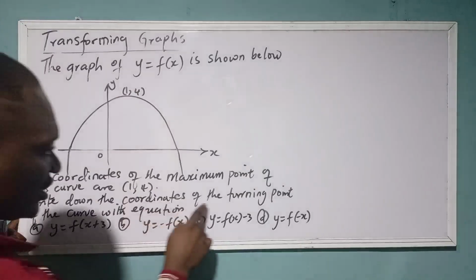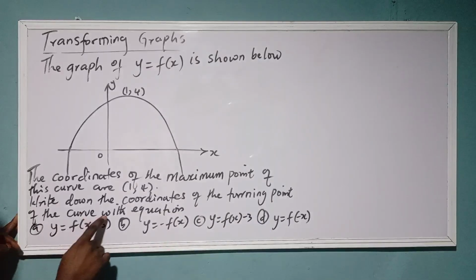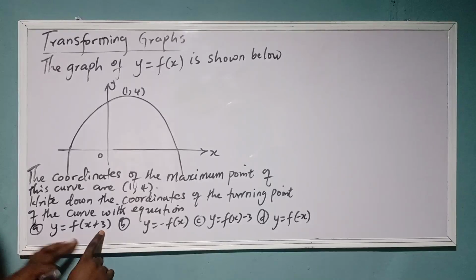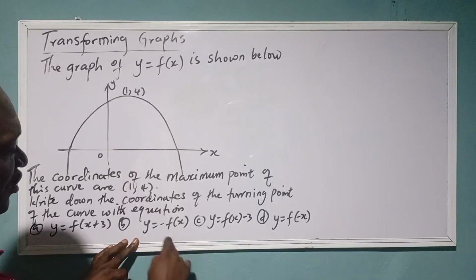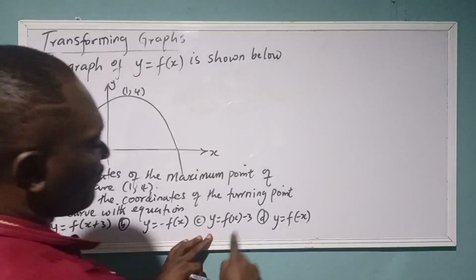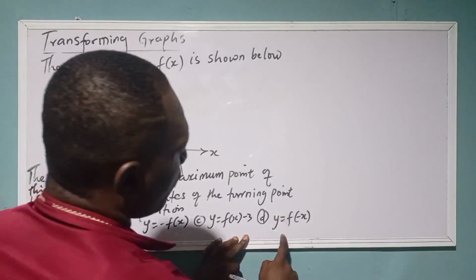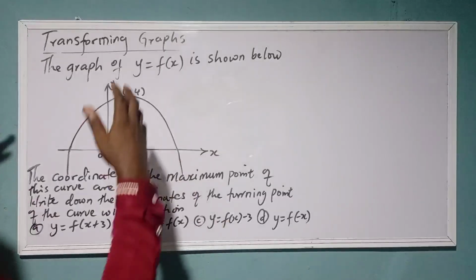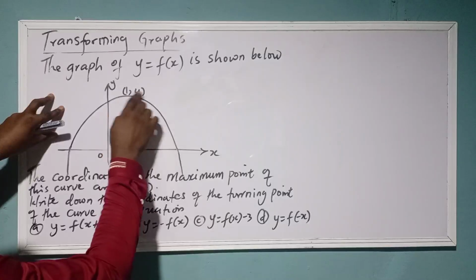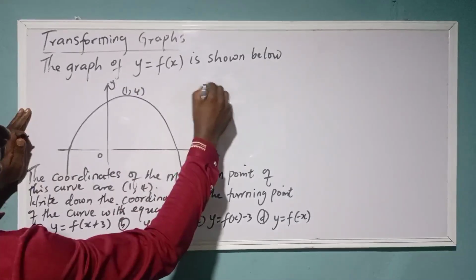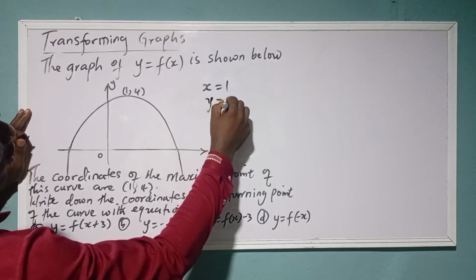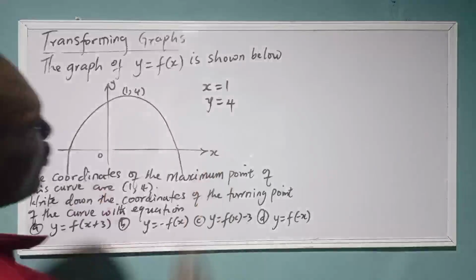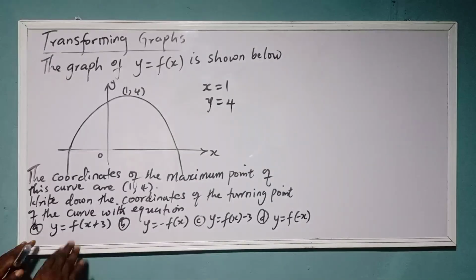Now, write down the coordinates of the turning point of the curve with equation y equals f of x plus 1, y equals minus f of x, y equals f of x minus 3, and y equals f of minus x. So this is transforming this graph, which will affect this coordinate where x is equal to 1 and y is equal to 4. So let's see how these new equations can affect these coordinates.